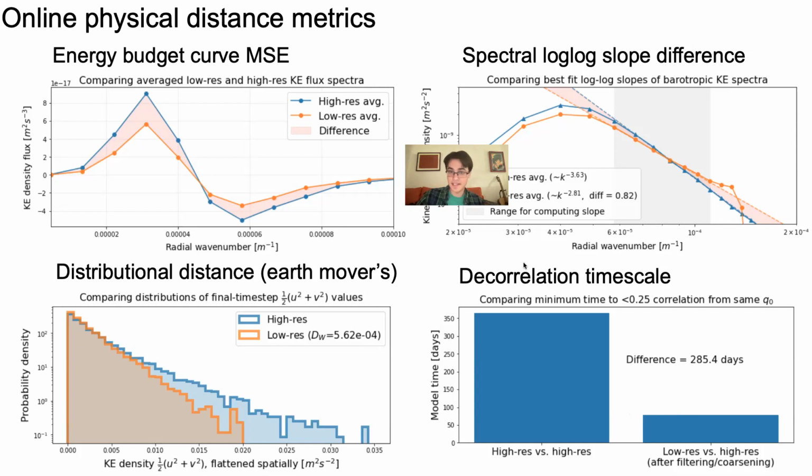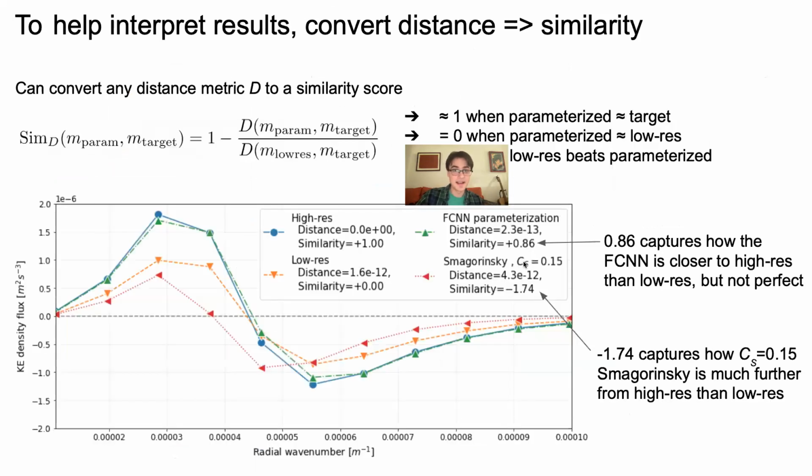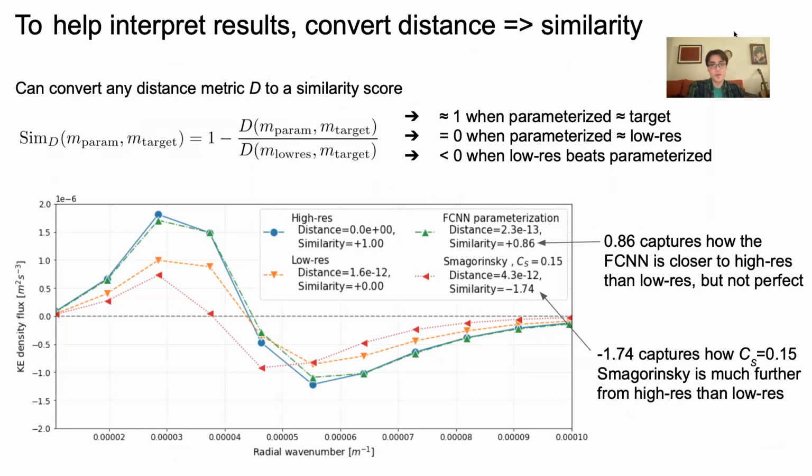That actually gives us, I think, 17 different distance metrics. But to help interpret these, one thing we can do is convert these metrics to a similarity score if we pick a baseline and a target. In this case, the target is the high-res simulation. We want the parameterized simulation to resemble the high-res simulation. And we can look at the distance between that simulation and the high-res and compare it to the distance between the high-res and the low-res.